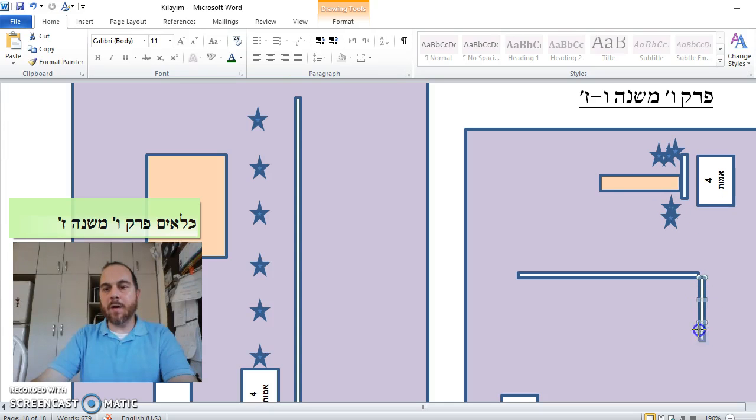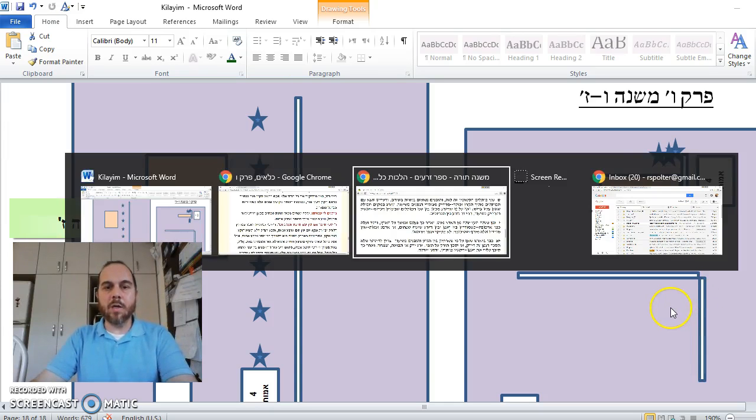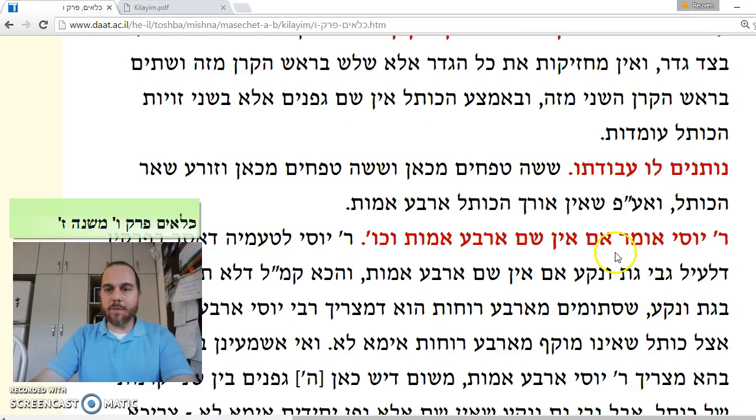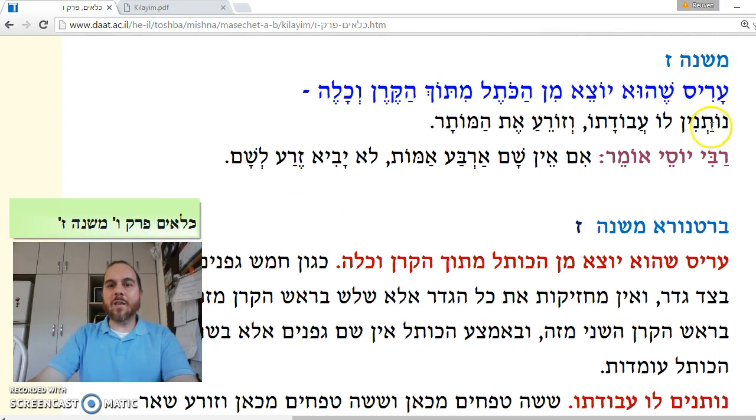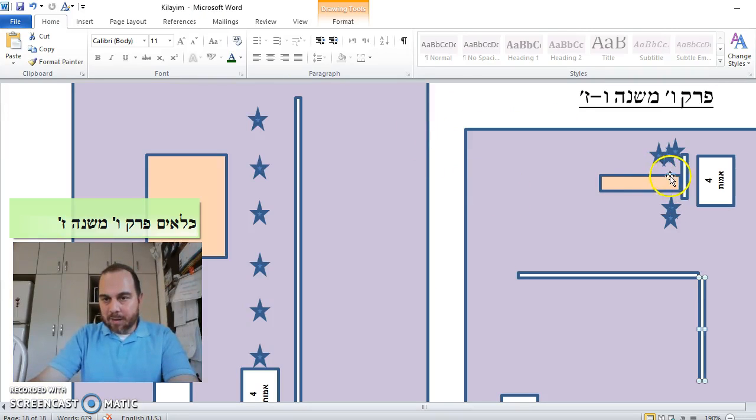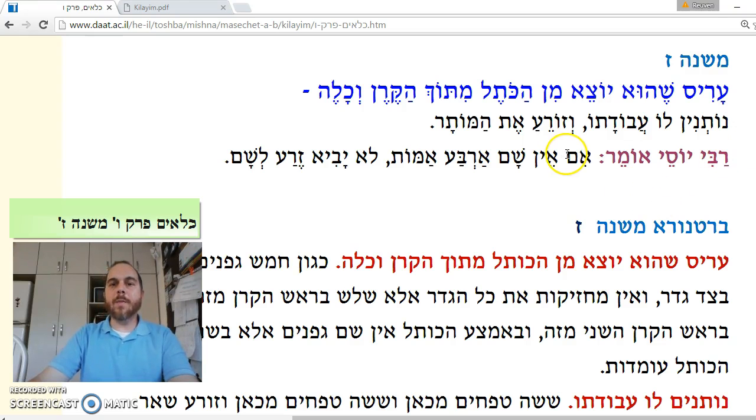I'm setting you up for the other explanation. Let's go back to the Mishnah for a second. "Ein avodato shisha tefachim b'zarei tamotar." That's what we said here. This is the motar in the middle. Rabbi Yossi says, "Im ein sham arba amot lo yavizer l'sham." There's no arba amot there, the way the Bartenura explained it. You can't plant there because there's no arba amot.